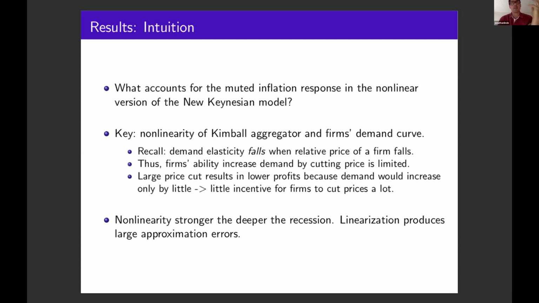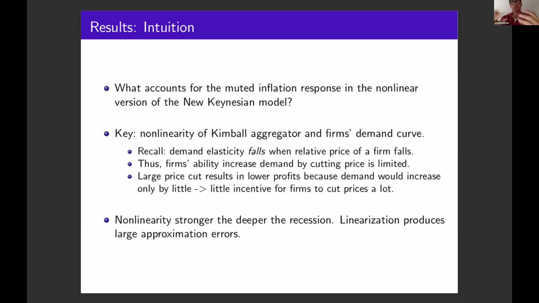So the key here is that demand elasticity falls when the relative price of a firm falls. Thus, the firm's ability to increase demand by cutting price is limited. A large price cut results in lower profits because demand would increase only by a little. Hence, there's little incentive for firms to cut prices a lot, so they don't move. This nonlinearity is going to be stronger the deeper the recession. So for large shocks, I should stress, not for small shocks, linearization may produce large approximation errors.